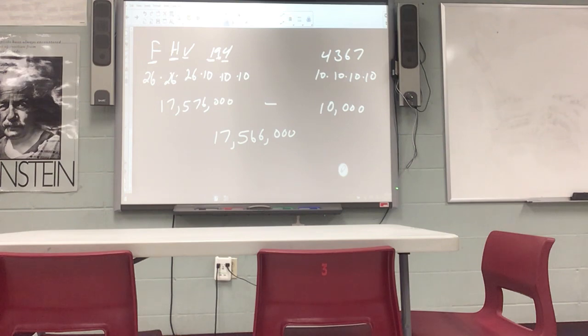Okay, so pretty good on our multiplying and using the fundamental counting principle, right? Everybody good? Yeah. Easy schmeezy.